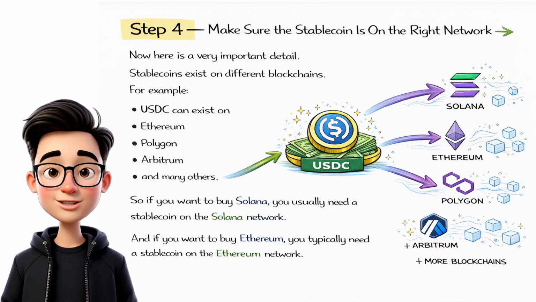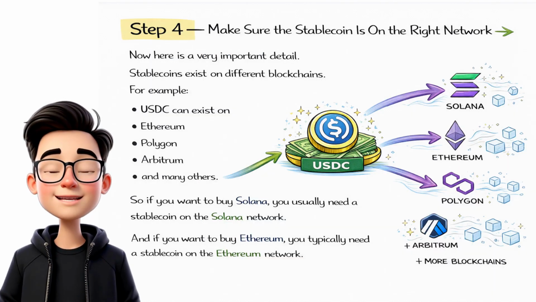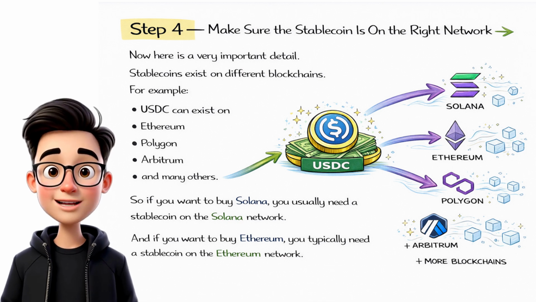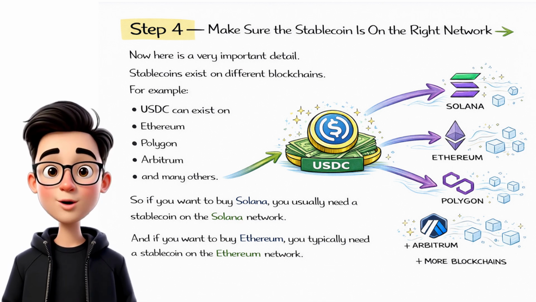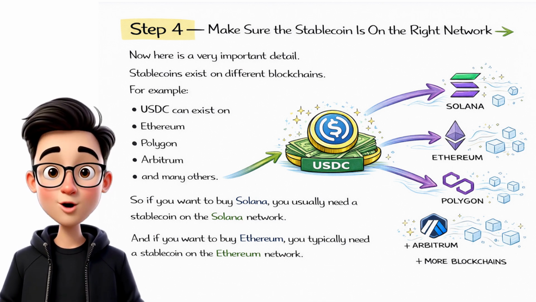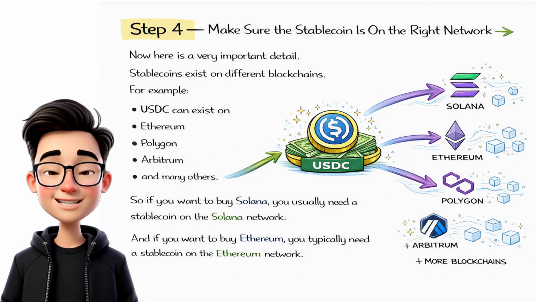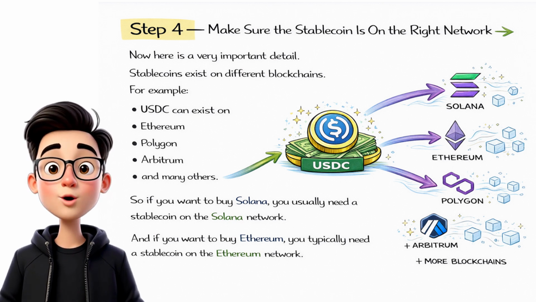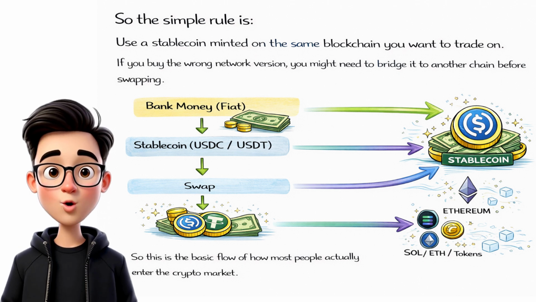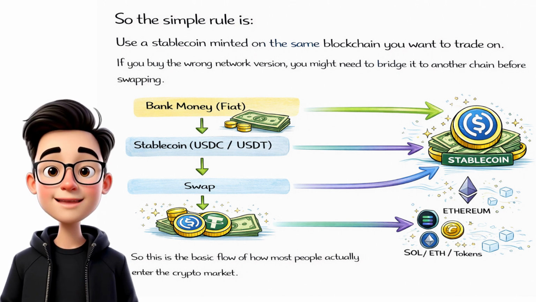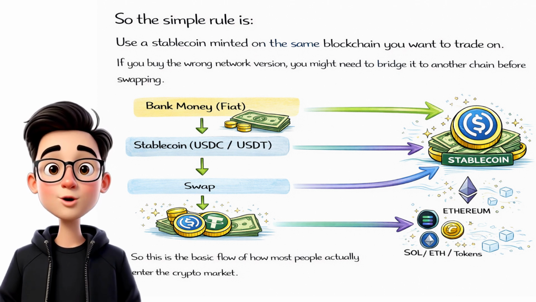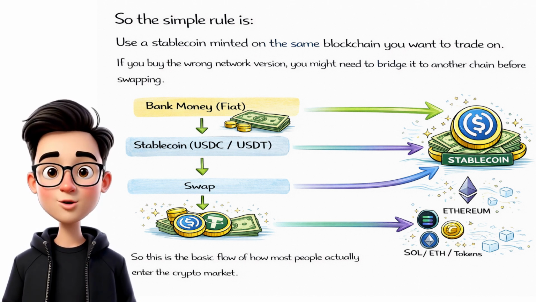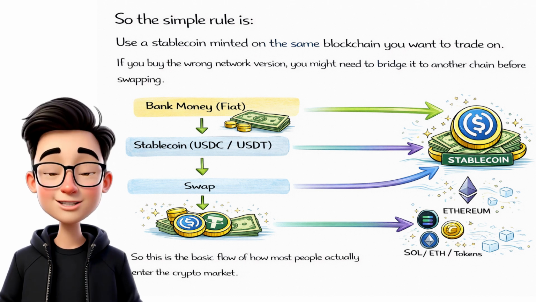Step 4. Make sure the stablecoin is on the right network. Now here is a very important detail. Stablecoins exist on different blockchains. For example, USDC can exist on Ethereum, Solana, Polygon, Arbitrum, and many others. So if you want to buy Solana, you usually need a stablecoin on the Solana network. And if you want to buy Ethereum, you typically need a stablecoin on the Ethereum network. So the simple rule is, use a stablecoin minted on the same blockchain you want to trade on. If you buy the wrong network version, you might need to bridge it to another chain before swapping. So this is the basic flow of how most people actually enter the crypto market.